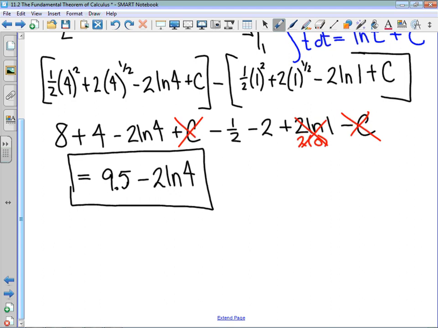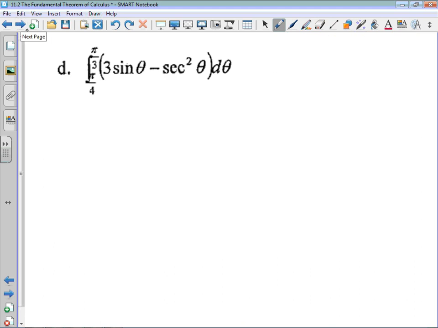Okay, last one, and it's everybody's favorite, which is trigonometry, I'm sure. Right away, I'll show you what the antiderivative is. So we're going to take the antiderivative of this function, and what it becomes is the antiderivative of 3 sine theta is negative 3 cos theta, my bad. And then the antiderivative of secant squared is tan. This negative symbol still needs to be there. So we're going to be subtracting tan theta.